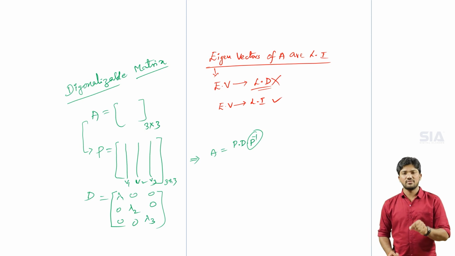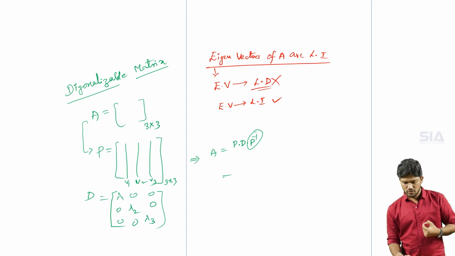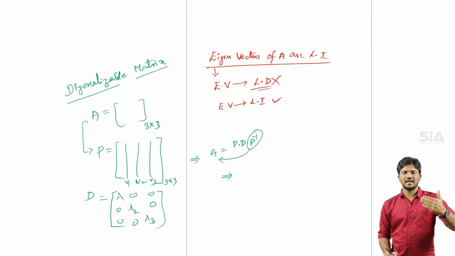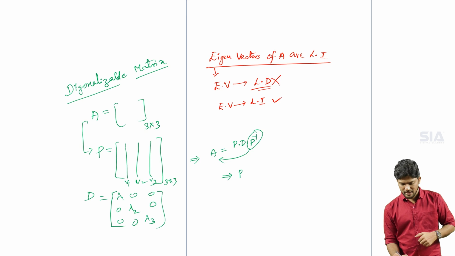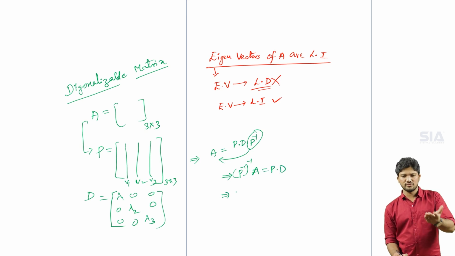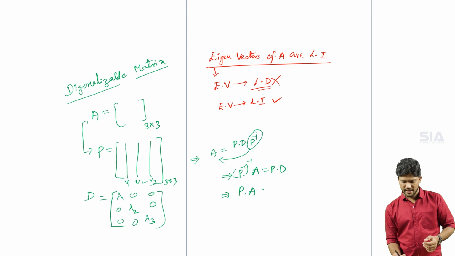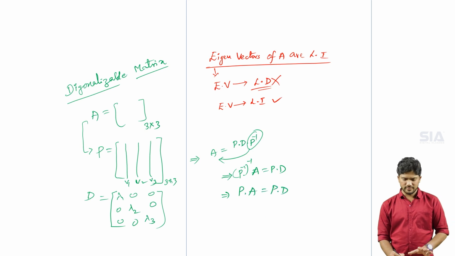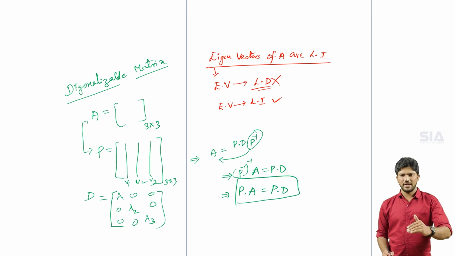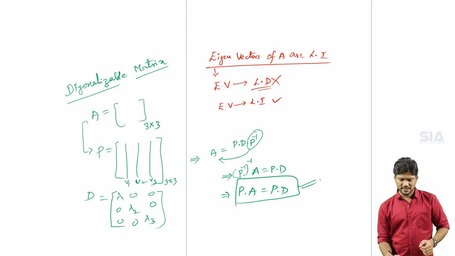Instead of finding P inverse, whenever you are solving problems based on diagonalizable matrices, my suggestion is to send that P inverse to the LHS. Then you will get P inverse whole inverse into A is equal to P into D. So P inverse whole inverse, again you will get P only. P into A is equal to P into D. It is very easy. Instead of proving P D P inverse, you can also prove this condition.